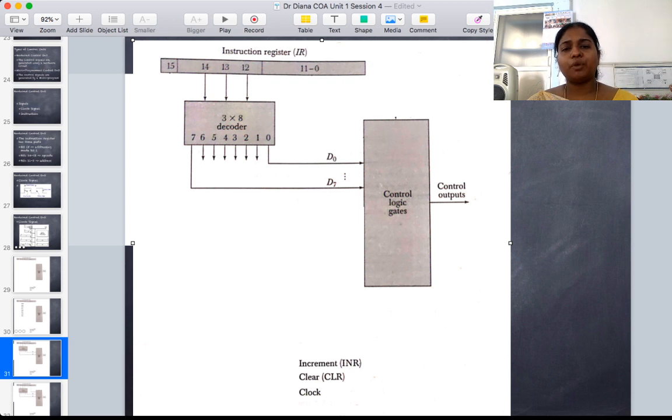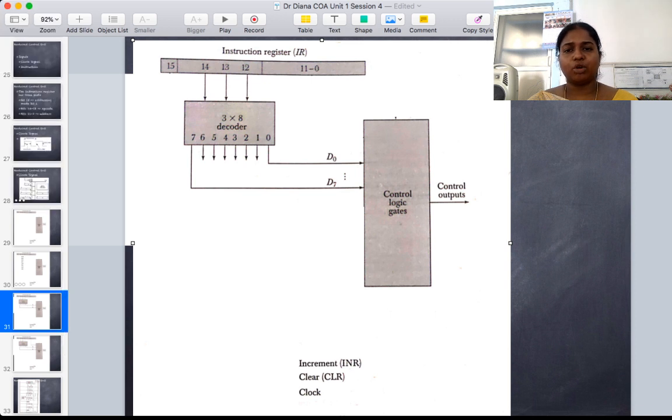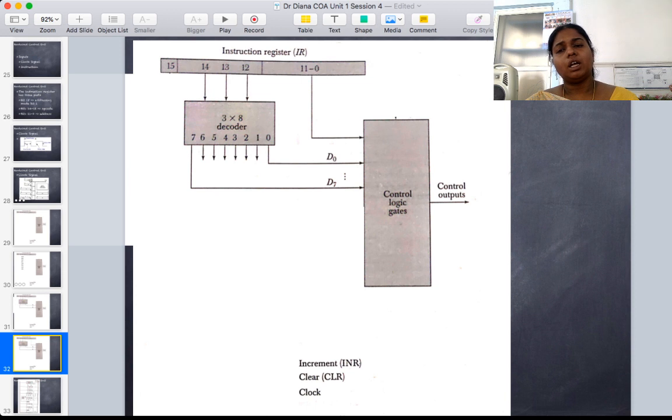Now, in the case of a memory reference instruction, all the 11 bits in the 0 to 11 area of the instruction register will be directly used as a memory address. So in that case, I can directly give all the 11 bits into the control input. And in the case of a memory reference instruction, we also see that bit 15 is used for the addressing mode, right?